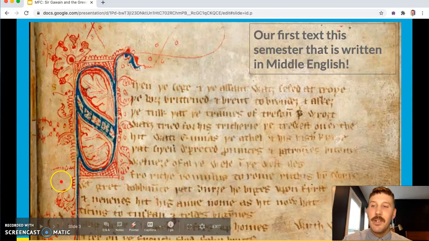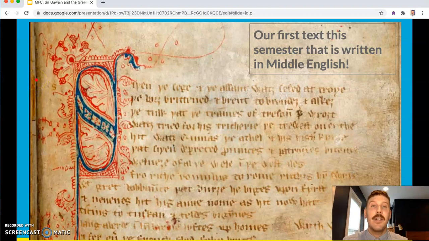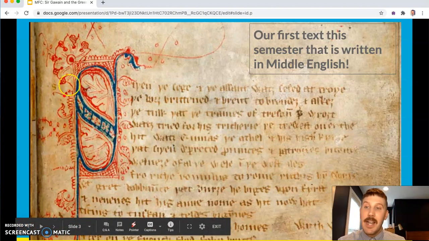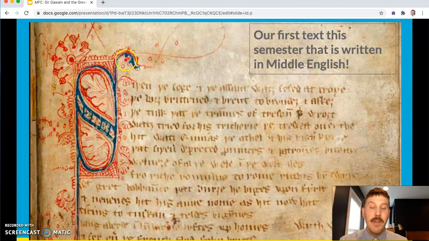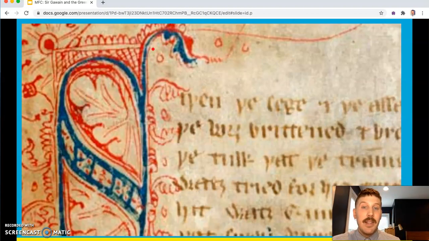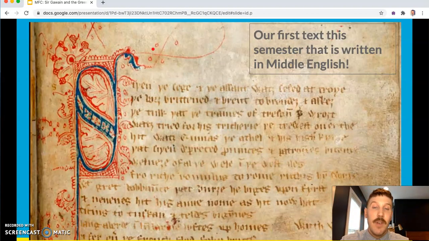As you look at this manuscript, you might notice a lot of features held in common with the manuscript of Marie de France's lays. You'll notice, for example, this ornately illustrated historiated letter, just like Marie de France's manuscript. You'll also notice a lot of ornamentation in the margins, a very careful script that was put here by the scribe. But one way that this manuscript differs from Marie de France's manuscript is that we're no longer reading Anglo-Norman, or that early form of French. Finally, we're reading a text, the first of the semester, in Middle English.